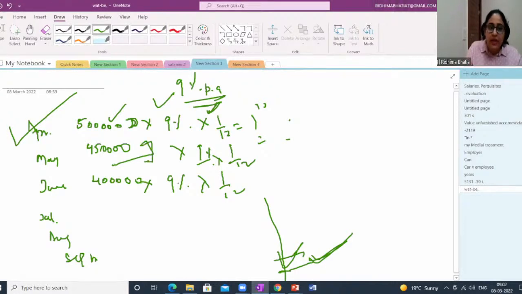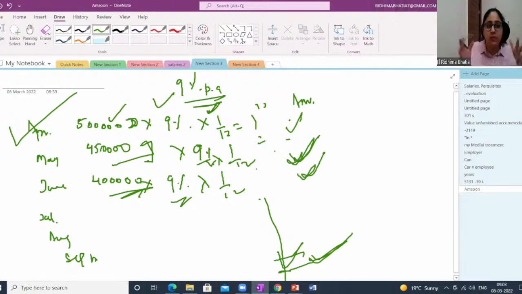Then make outstanding into interest rate, divide by 12. Then June ka outstanding into interest rate, divide by 12. This would be my April month ka interest. This would be my May month ka interest. This would be my June month ka interest. Sare months ka interest in total would be my interest-free perquisite.